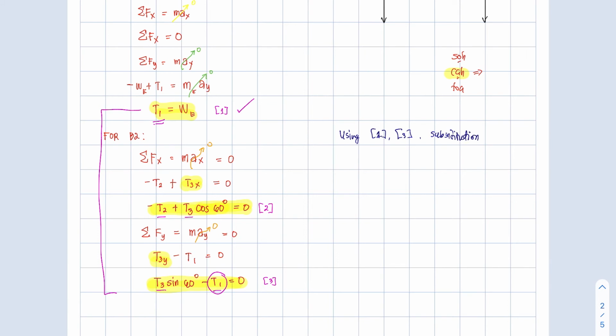I will be having T3 sine of 60 degrees minus T1 is equal to 0. I just wrote the equation 3. And I will substitute T1 by omega WE because that is what is said from the equation 1. So T1 will just be WE, which is the weight of the engine, is equal to 0. So if I am dealing with this one, I note that the weight of the engine is given, so I could actually solve for the tension 3.